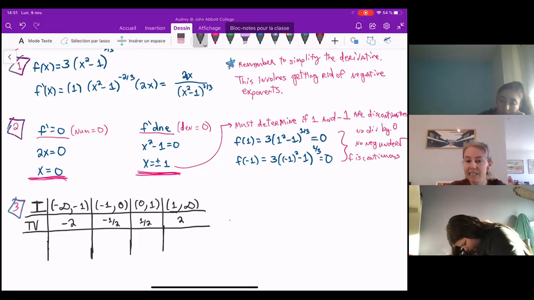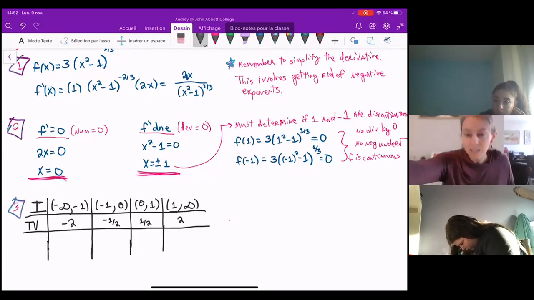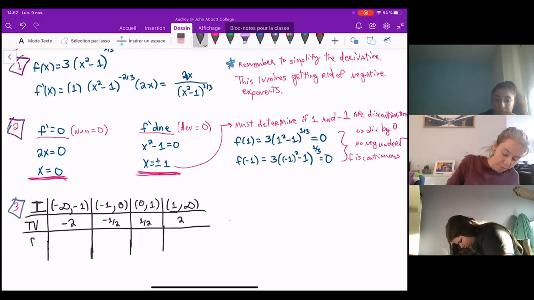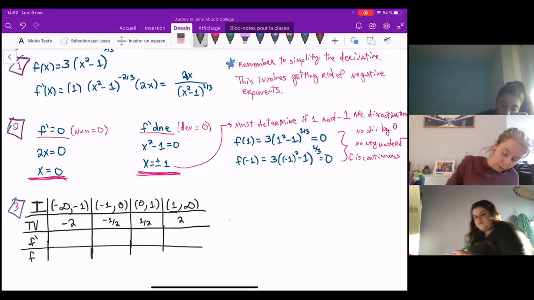All we're doing is picking some value on the interval. It doesn't matter which one, but it does make sense to pick something that's easy to plug in. I would much rather try to plug in 1/2 than 0.79846, for example. Okay, so then our next line is f prime, where we're looking for the sign of f prime, and our last row here is f.